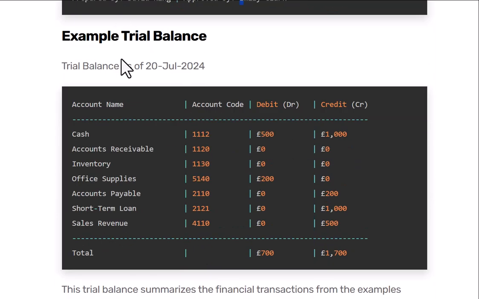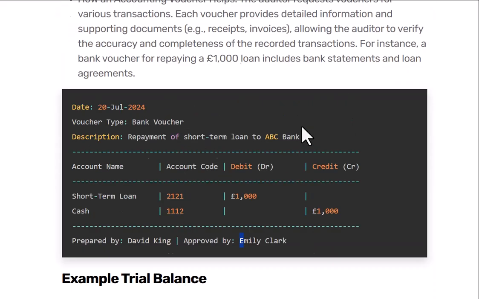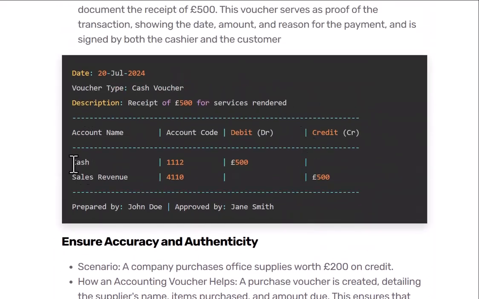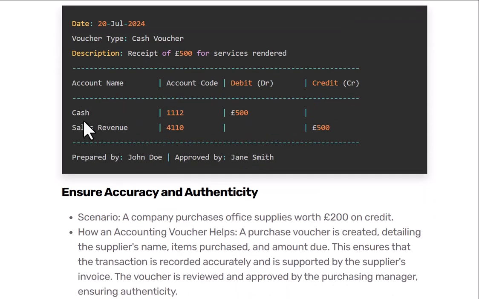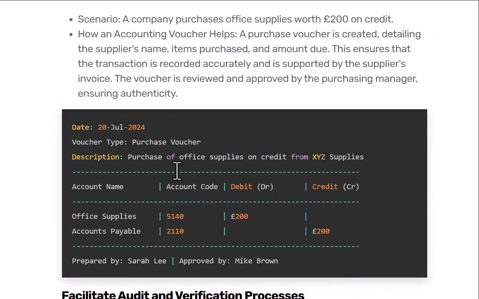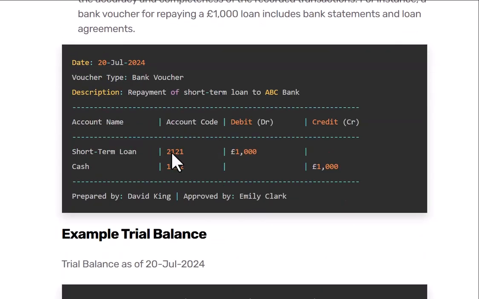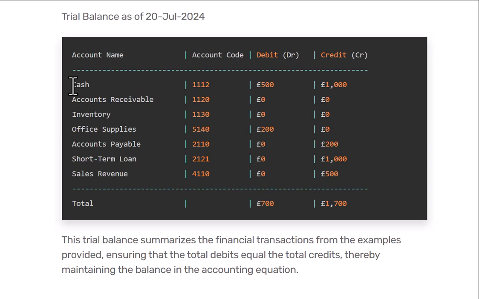As for the trial balance, we explained it in the essential reports. But here, let's see again, based on these three vouchers. We have a cash receipt, which worked on the cash and the sales. We had another purchase for supplies, which are expenses and accounts payable. And we have another voucher about the short-term loans and the cash, which was repayment of a loan. So we have 6 accounts worked, and we can see these 6 accounts here.